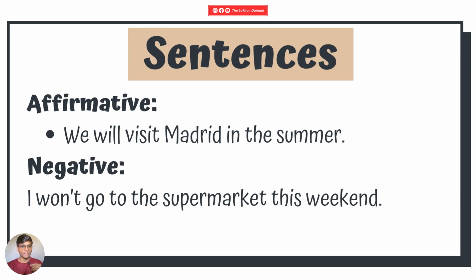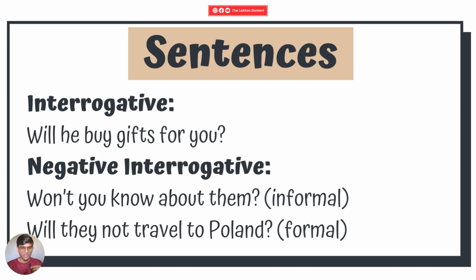Affirmative: we will visit Madrid this summer. So this summer, exactly, we are going to visit Madrid. They are some of our plans, right? That's what we think. In the negative, same, we are using a contraction: I will not go to the supermarket this weekend. I won't go to the supermarket this weekend. That's how we structure it. And now the interrogative will be easier to understand.